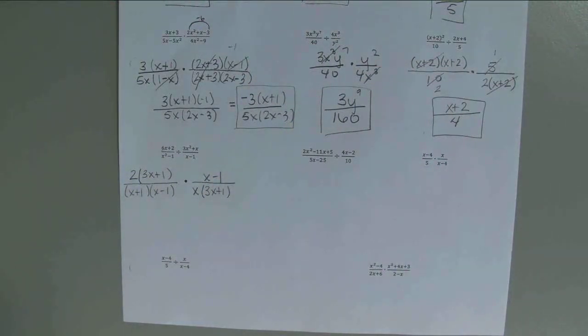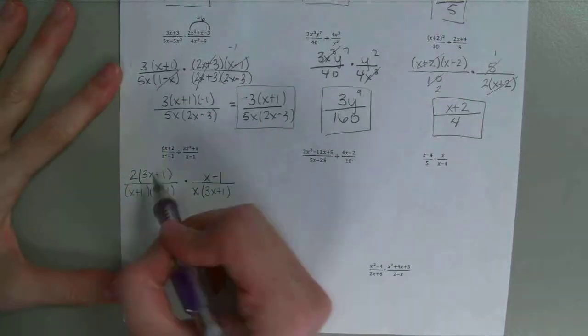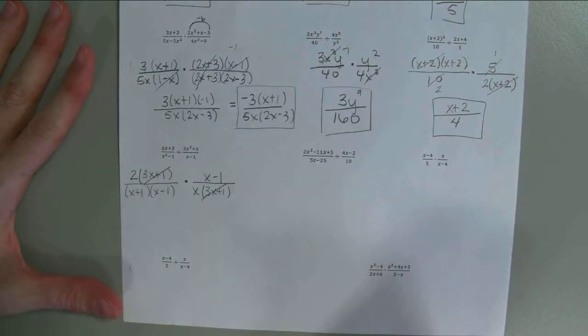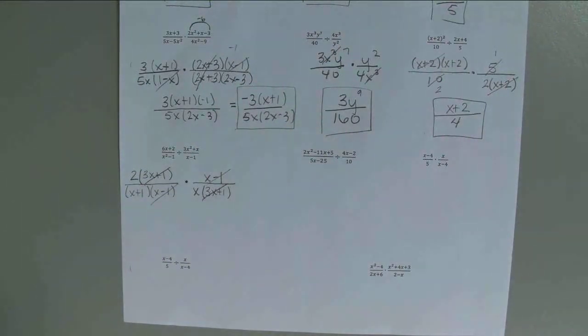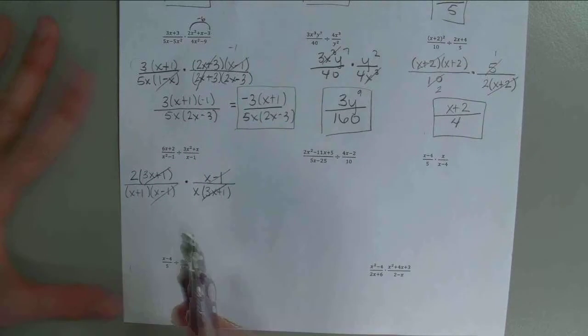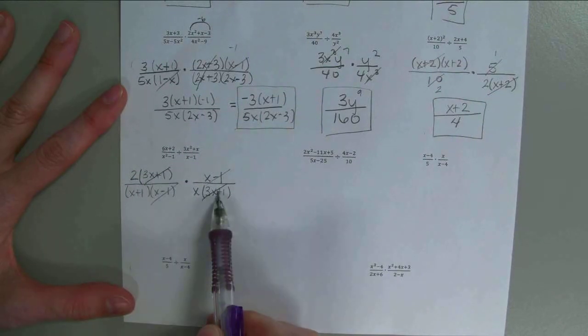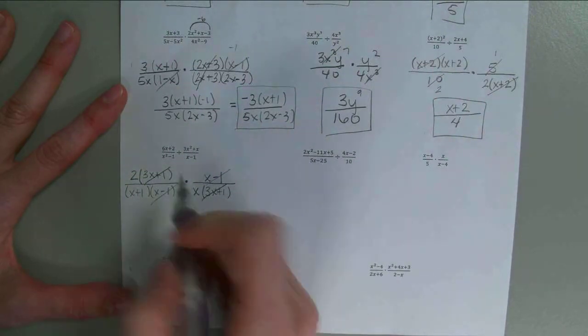Is there a single 2 down there on the bottom that can cancel out with that 2? No. But is there a quantity 3x plus 1 we can cancel out? Yes. Is there a quantity x minus 1 we can cancel out? Yes. And so once you cancel out all the common terms, you multiply what remains. What's the only thing that remains up top? Just the 2, right? Because we said this 3x plus 1 canceled out with this 3x plus 1. That x minus 1 canceled. So we're left with a 2 on top.